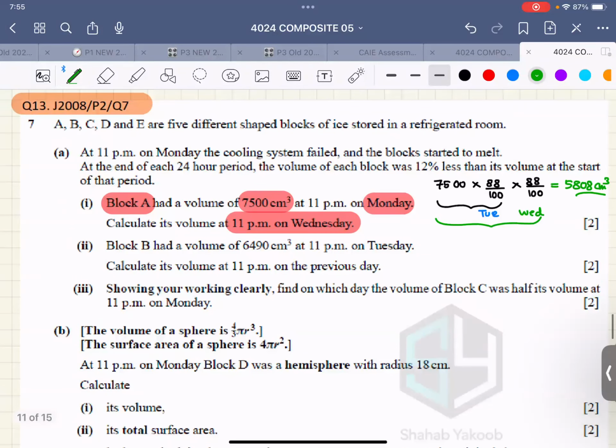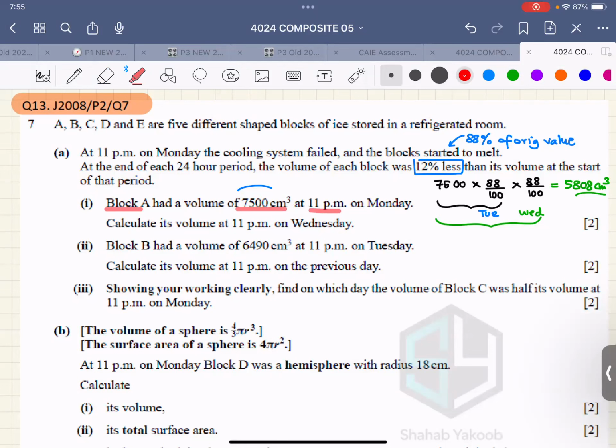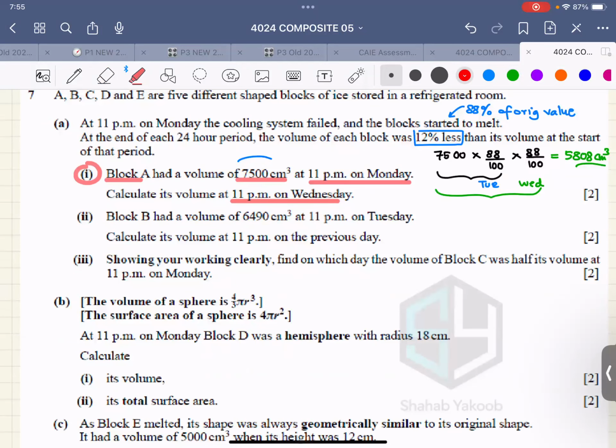Now, some people could be raising this question: where is this 88% coming from? So this is 12% less. That means it is 88% of the original value. The original value is 7,500 centimeter cubed, and I've taken 88% of that. So that is the first answer. Block A, 7,500 at 11 p.m. on Monday, and 11 p.m. on Wednesday. That's the first part done.